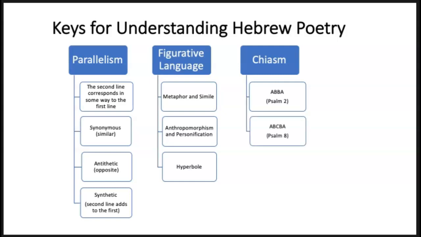Likewise, in Psalm 8, we have a chiasm. You have an A part, a B part, and a C part. And in this case, the force of the chiasm is to draw attention to the C part, a part that is unique and at the center of the psalm.